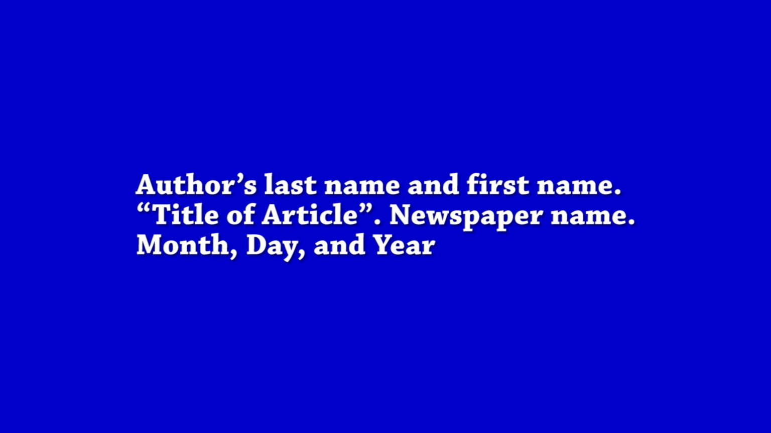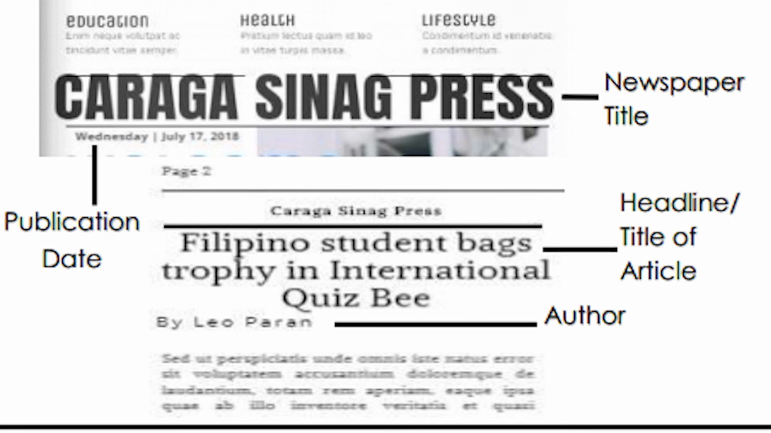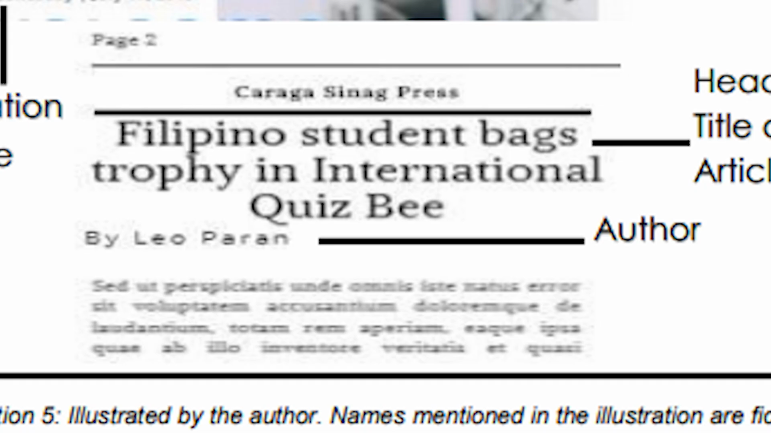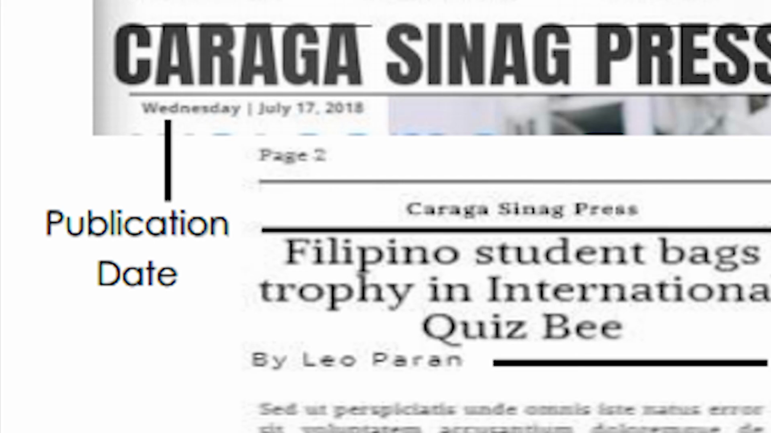Okay, so here is the illustration. Caraga Sinag Press. This is the newspaper title. Yung headline or tinatawag na title of article, do you still remember the noting context clues? So nakalagay dito, headline is the same with the title of article. So headline or title of article is the Filipino Student Bags Trophy in International Quiz B. That is the title of article. And then the author here is by Leo Paran. So nakuha. And then the publication date is here Wednesday, July 17, 2018.